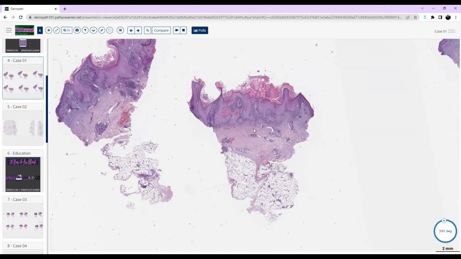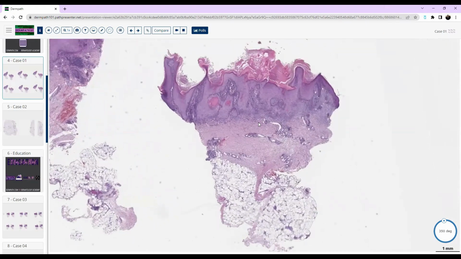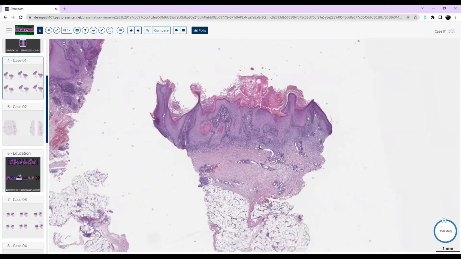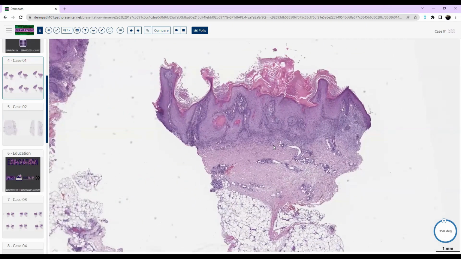Yeah, I can take this one, Dr. Cockerell. Great. So just from low power, it looks like we have a punch. It appears that there's, just from this view, some pseudoepitheliomatous hyperplasia, some hyperkeratosis that seems to be ortho, and more of a superficial inflammatory infiltrate. Good. Now, why did you instantly go to pseudoepitheliomatous hyperplasia? It's pretty striking. It's kind of the first thing I noticed.